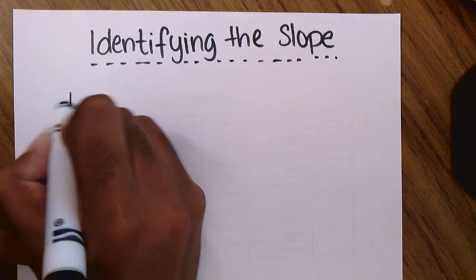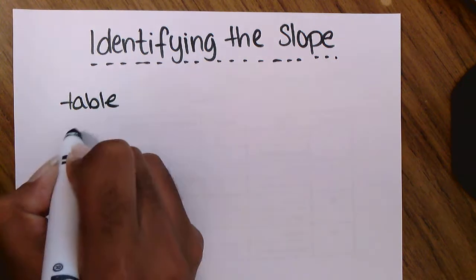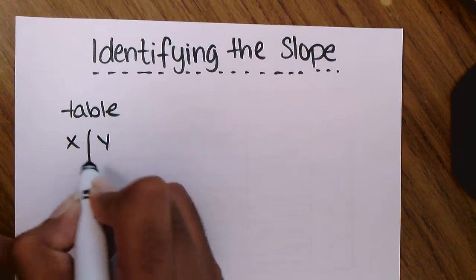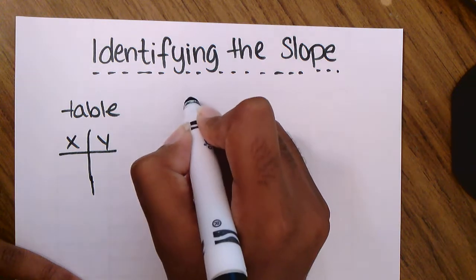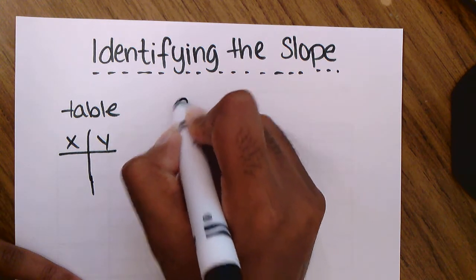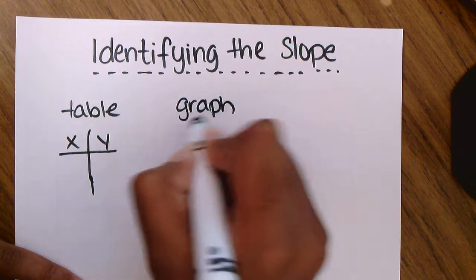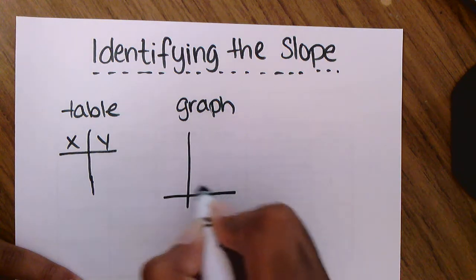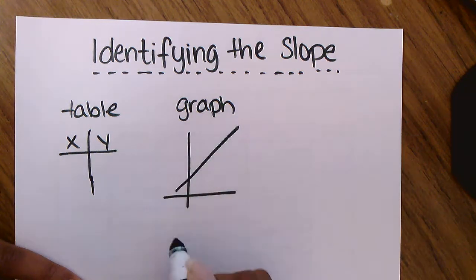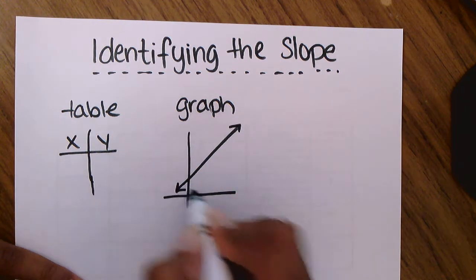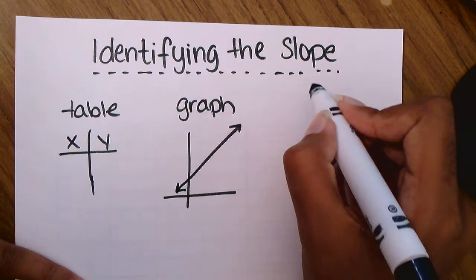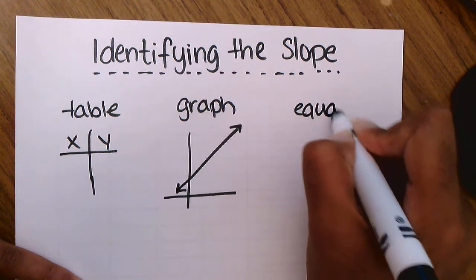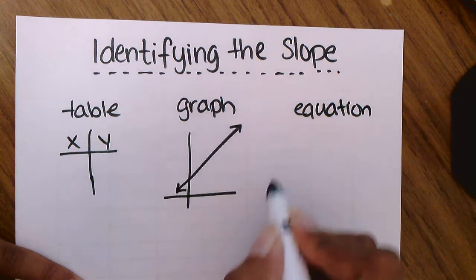You have a table representation, which always looks like an XY table. It can be written vertically or horizontally. It can be written as a graph or shown as a graph, right? And that would just be on your coordinate plane. So you could have a line like that, and lines are always infinite. They go on infinitely in either direction. Or an equation. So those are the three representations of functions.